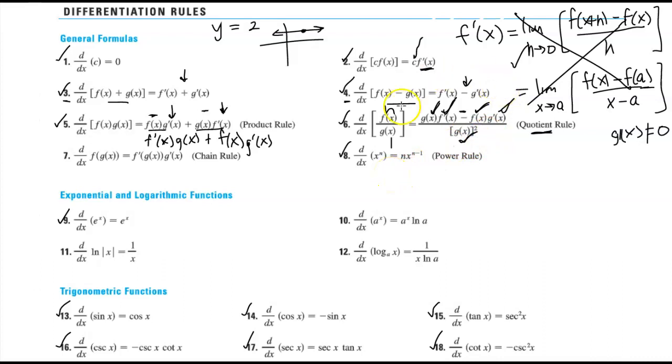And so what I suggest that you do here is to go over what I just said about 4 or 5 times to make sure that you remember the pattern here. So again, low d high minus high d low over low squared. And every time you say d, you're going to take the derivative of whatever function comes directly after that.